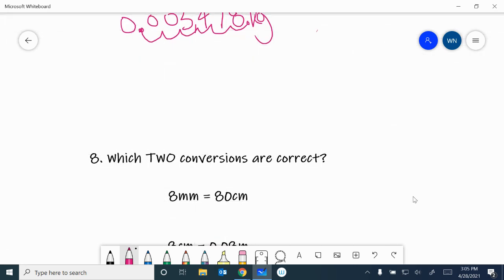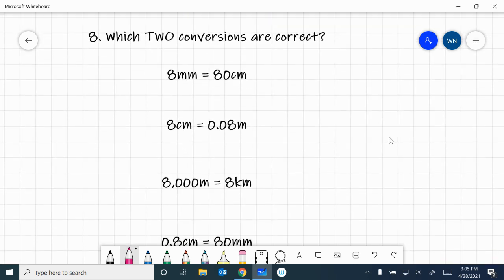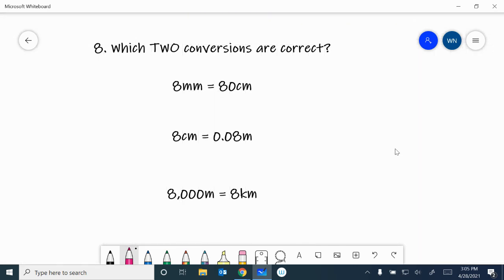Let's move on to number 8. Which 2 conversions are correct? Go ahead and answer this problem. For this one, let's work out each one individually. 8 millimeters to 80 centimeters. So I know that I'm going to draw my stairs down here so I can keep them unit, deci, centi, milli. I know that I have millimeters and I'm going up a step to centimeters. I'm going to be dividing. So there's going to be less centimeters. So I know that can't be correct.